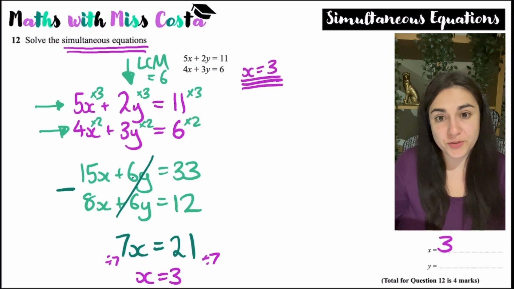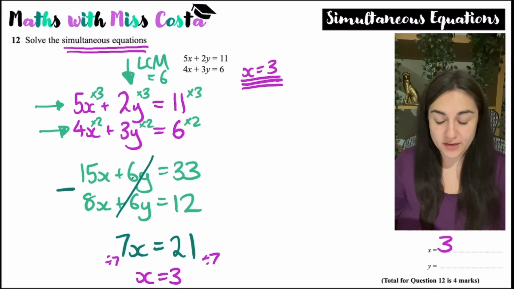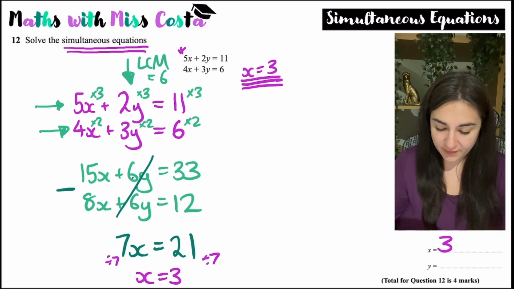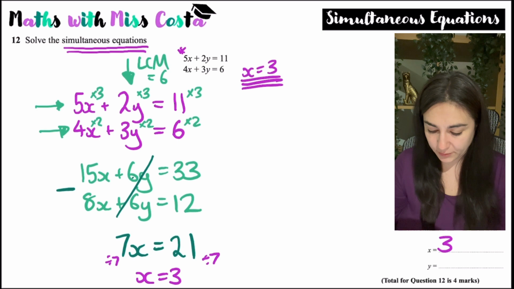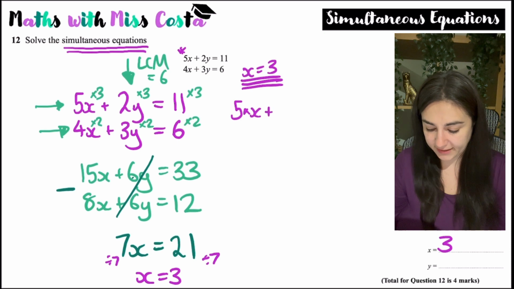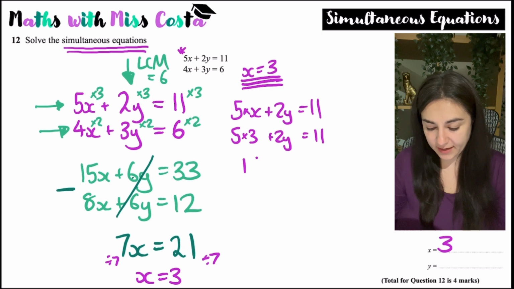So what you do is you choose one of the equations, it doesn't matter which, and you substitute the value of x into it. So let's just go for the first one. If x is 3, 5x is going to be, well, let's just write it out like this. 5 times x plus 2y equals 11. So 5 times 3 plus 2y equals 11. Therefore, 15 plus 2y equals 11.